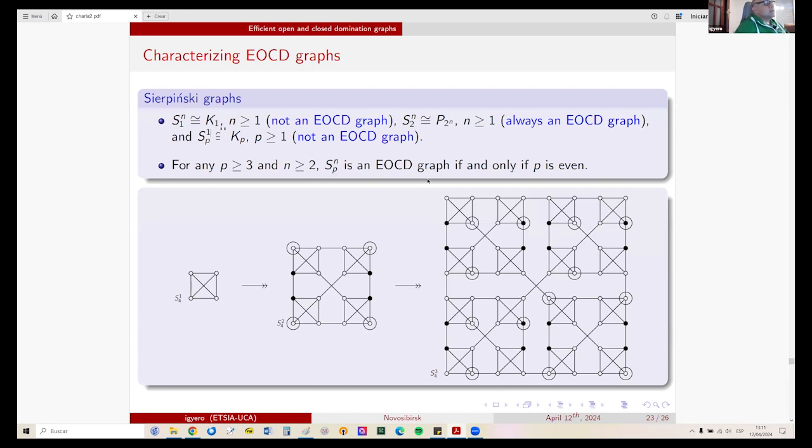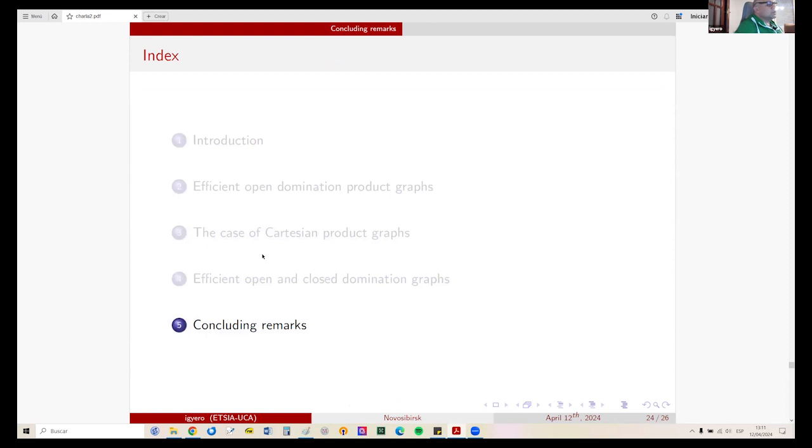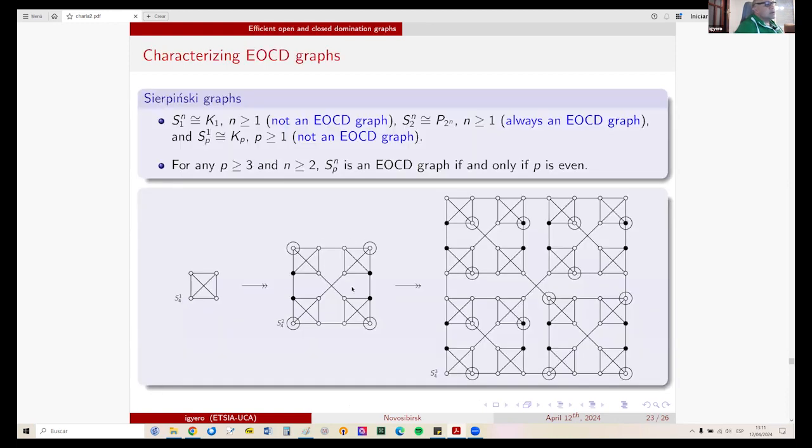So in this case, the reason was that an efficient open dominating set in a Sierpinski graph is an efficient open closed domination graph if and only if the value is even. I mean, if the complete graph that I'm using to construct this is even. If it is odd, then I cannot construct this situation.